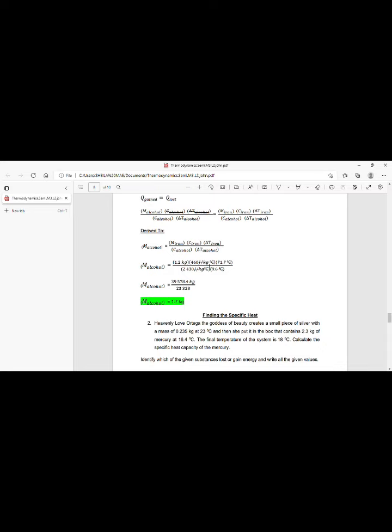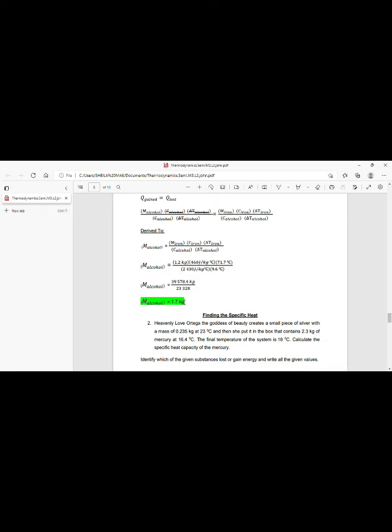Cancel out the unit so that we will be able to put a unit in our mass, which is the kilogram. We are going to remain the kilogram. Then the answer of this, the iron, is 39,578.4 kilogram. The answer of this lower part is 23,328. So we are going to divide it to find the mass of our alcohol. The answer here is 1.7 kilogram, which is the mass of alcohol.